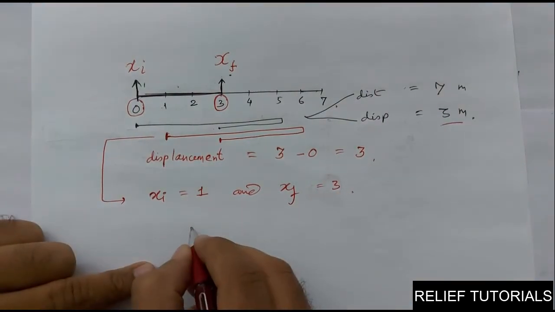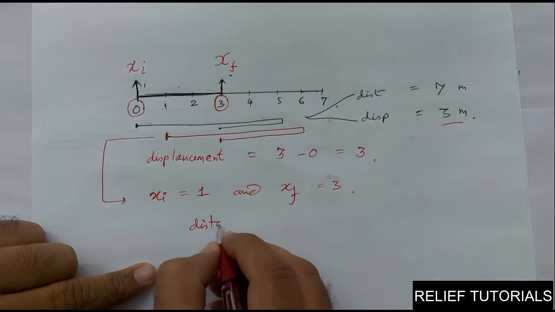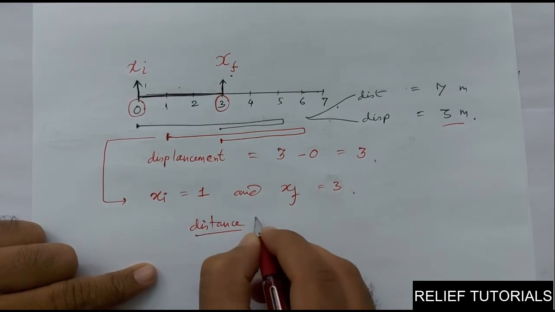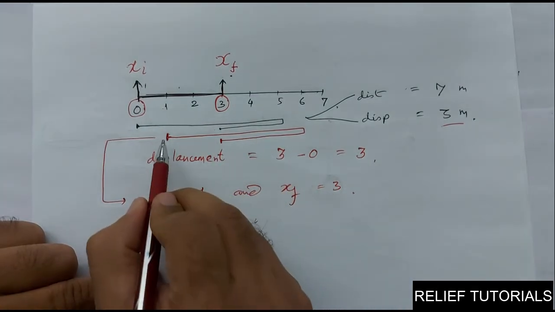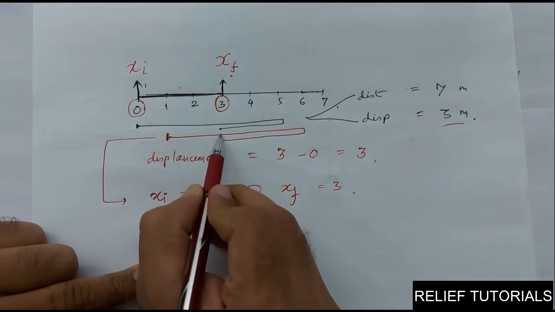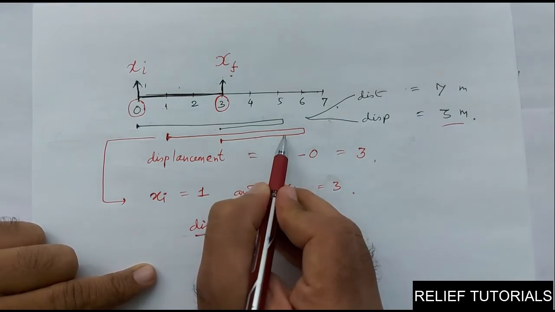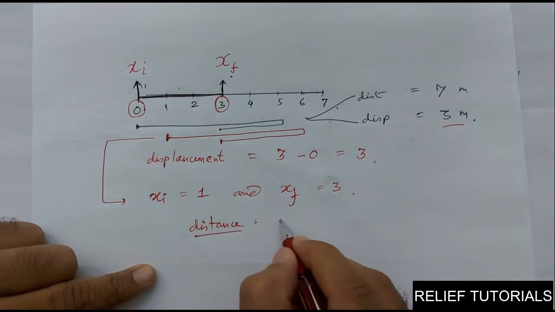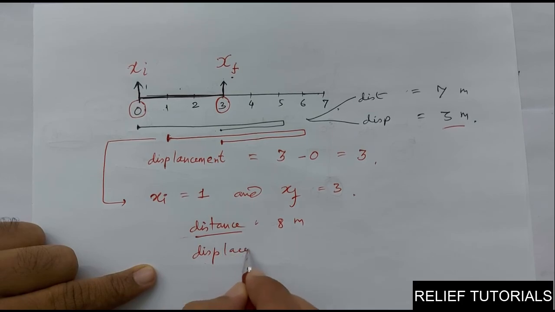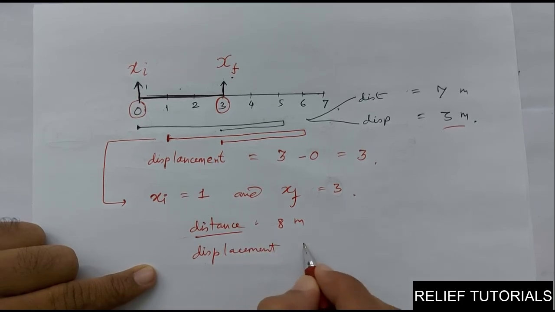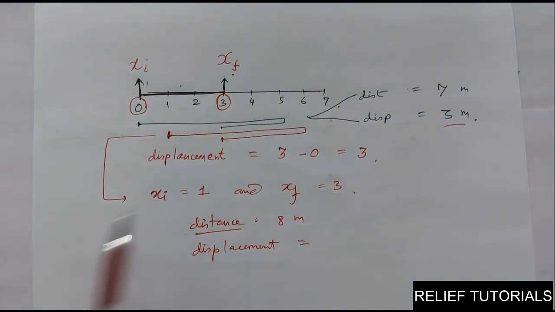Now if I ask you what is the distance traveled by you, now distance means length of the path. So from here to here and then come back to this. So from this it is 1, 2, 3, 4, 5, 6, 7 and 8 meter distance traveled. But what is displacement? Displacement means straight distance between the 2 points.